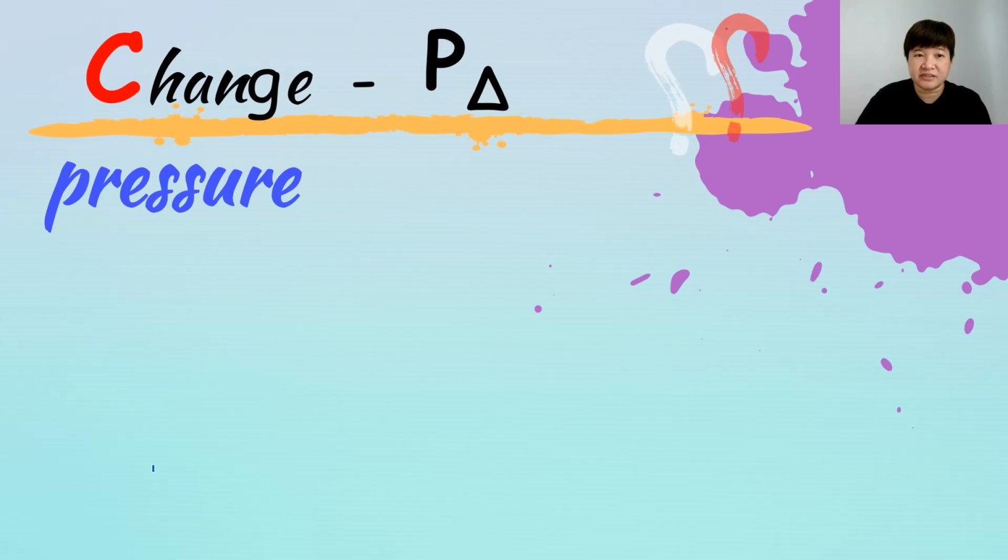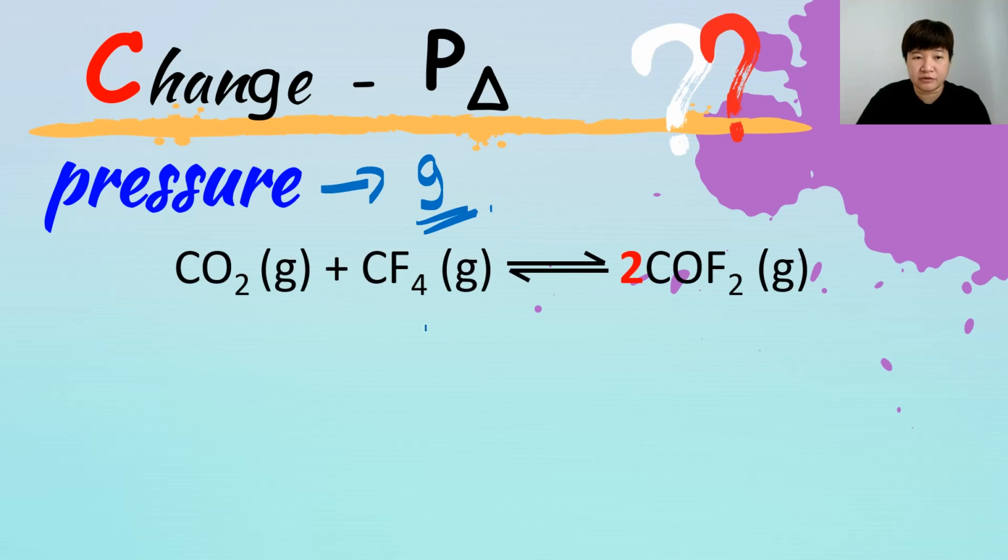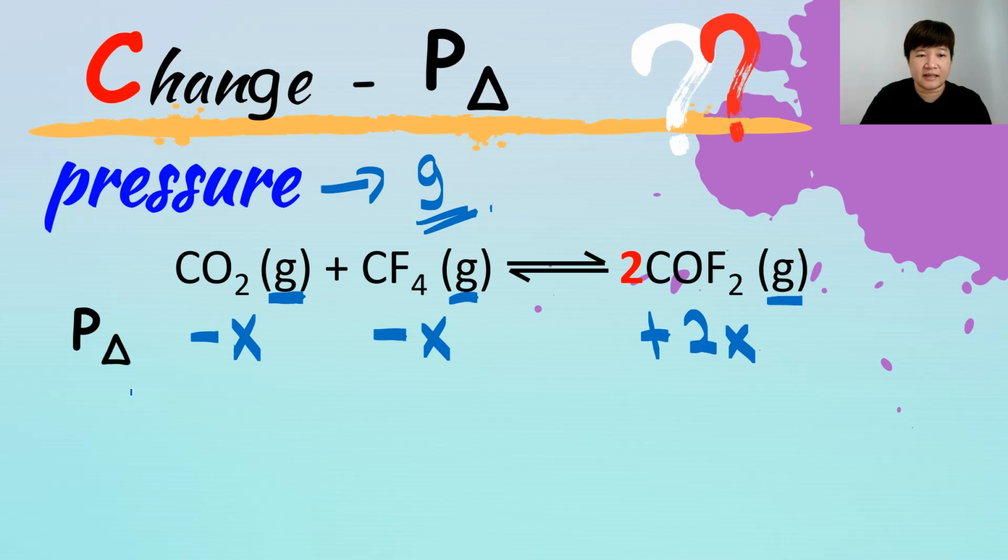Next, we have something very similar, but now it is pressure. For pressure, we know that we will take count of gas only. So make sure you check your equation. Or I would say, it's not necessary for everything to be gas, but we will only take count of the gas. So the changes in the partial pressure of CO2 is minus x, CF4 is minus x, and over here is plus 2x. That is the change that you can identify from the balanced chemical equation.